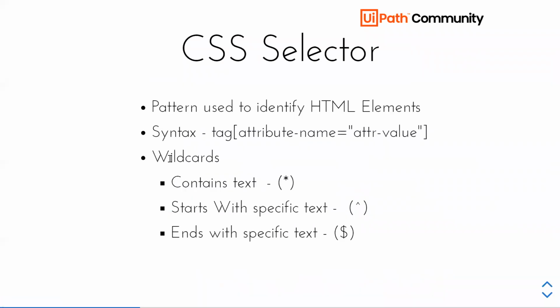So here we can see that we are also having a concept of wildcards in the selector. In CSS Selector, we are having three different types of wildcards. We are having contains text, which is defined with the help of an asterisk. We are having starts with specific text, which is defined with the help of a caret. And we are also having ends with specific text, which is defined with the help of a dollar.